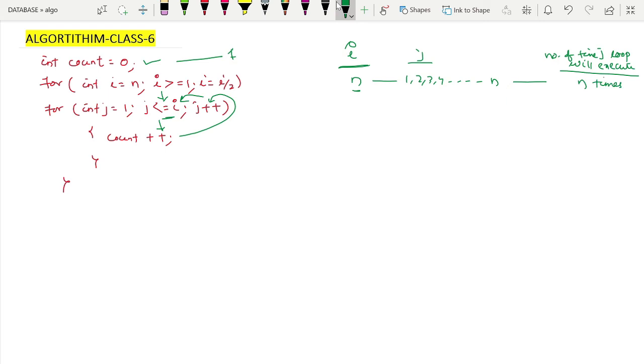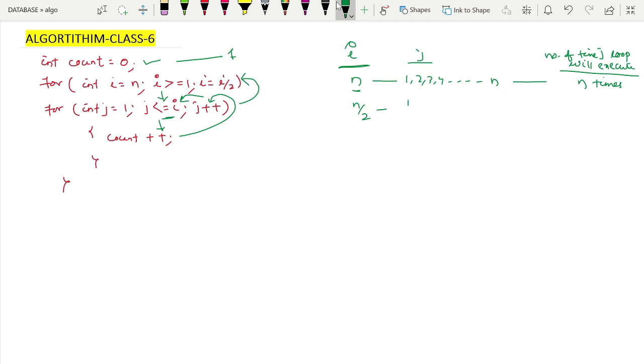Then coming back here, when j equals n, the statement gets falsified, and we come back to our previous statement, the previous loop. So now the i value is n by 2, because after the updation i becomes n by 2. So then again we are coming down to the j loop.